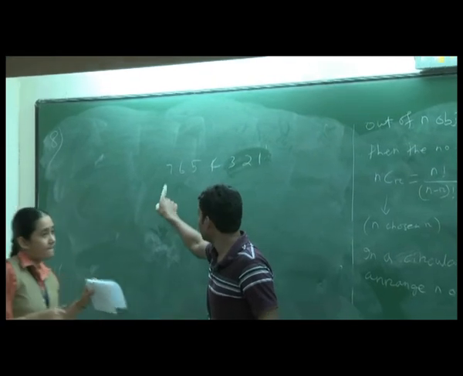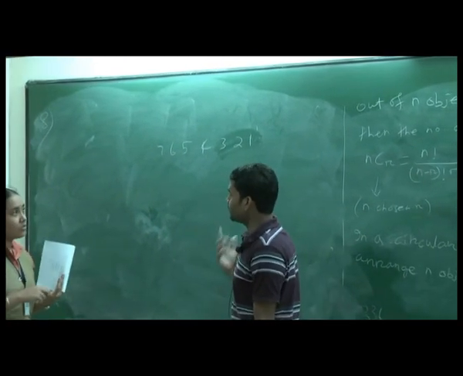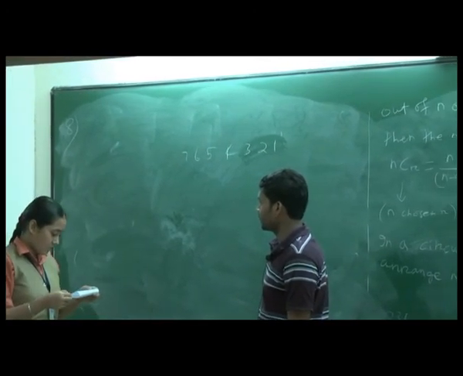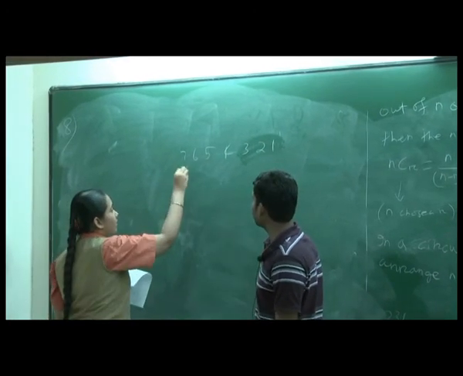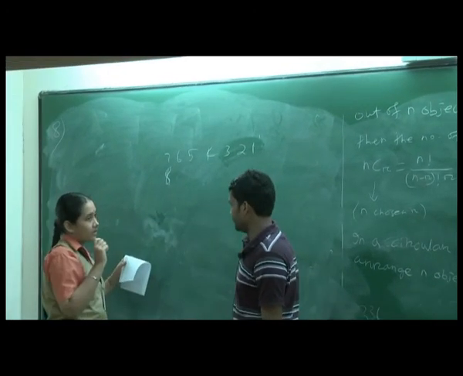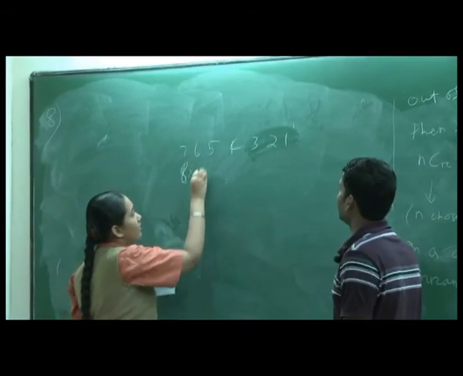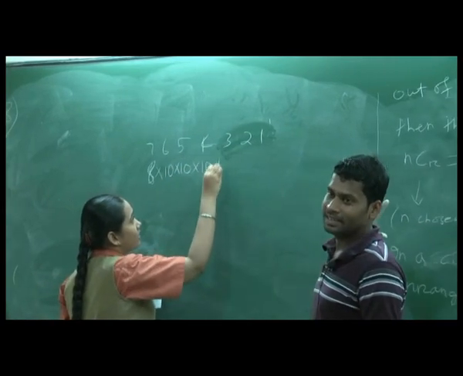It cannot be 0 or 1, so it can be 2, 3, 4, 5, 6, 7, 8, 9. How many ways can we fill it? 8. So, this can be filled up in 8 ways. Next one can be any digit, so the other places can be 10 ways each.